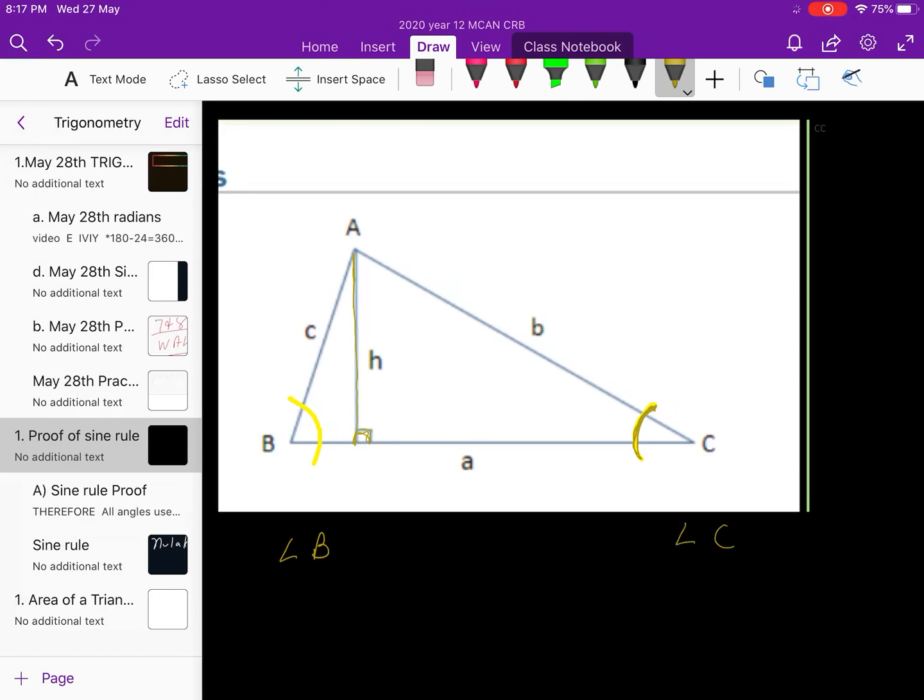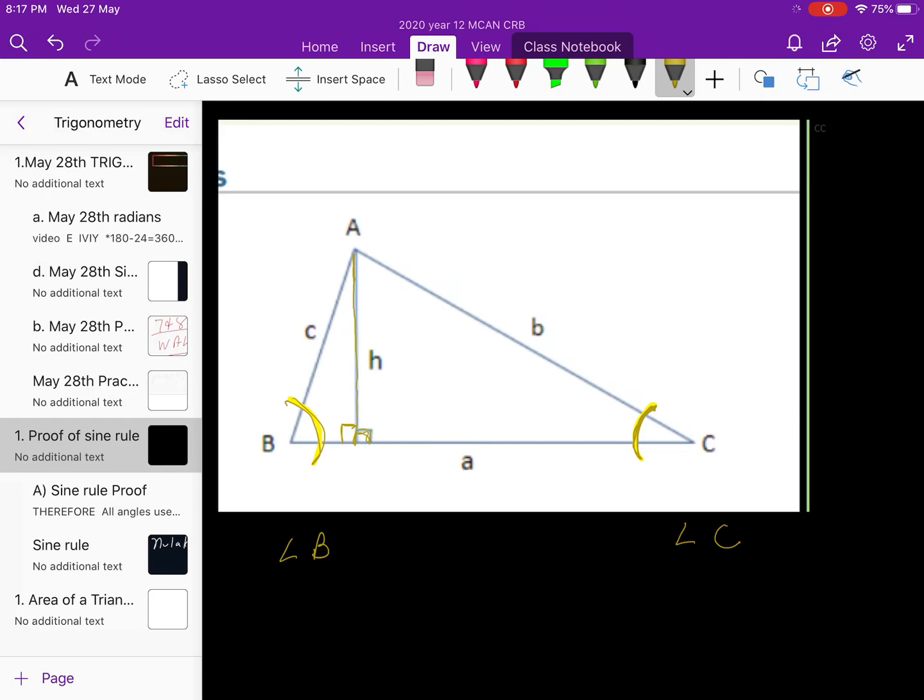So the main thing about this is that we're going to have to deal with angle C, and we're going to have to deal with angle B, okay, to do the proof. Now, when we label in sine and cosine rules, we tend to label our angles with capital letters and our sides with little letters, and that's a convention that's quite important.